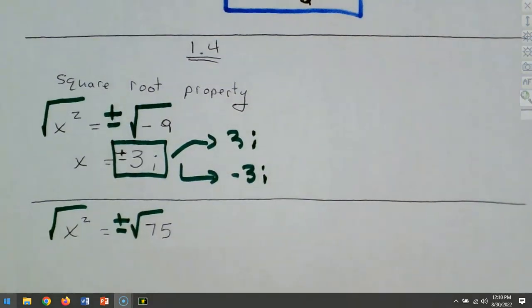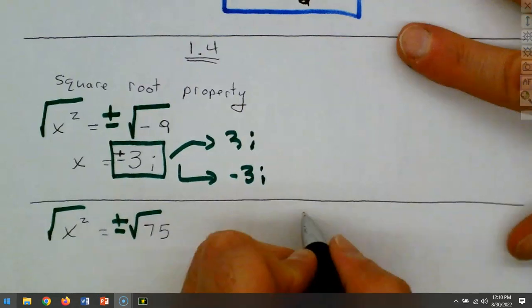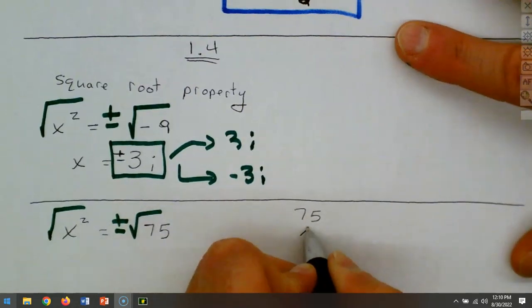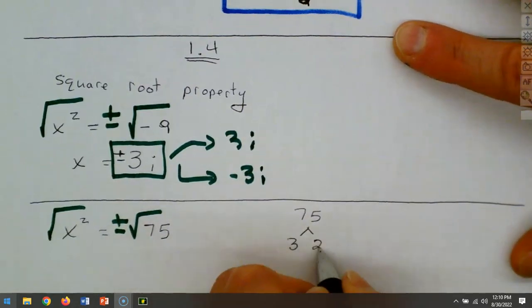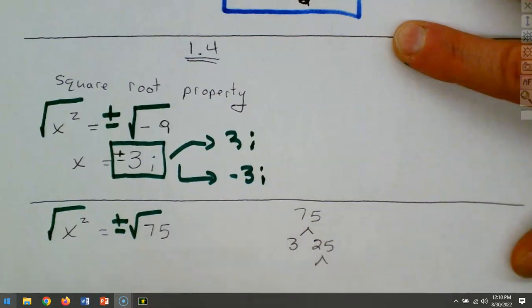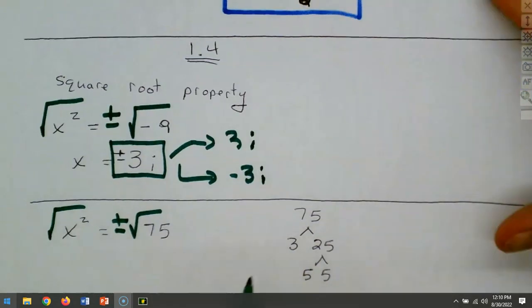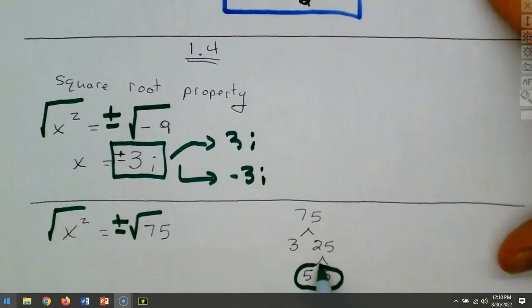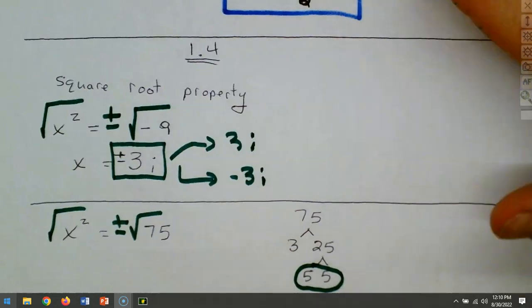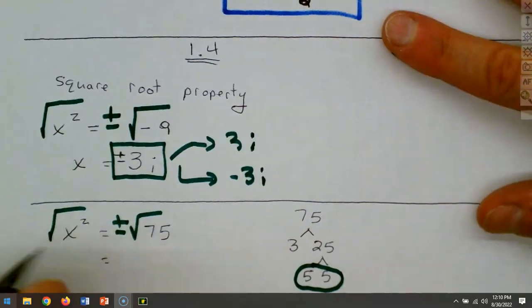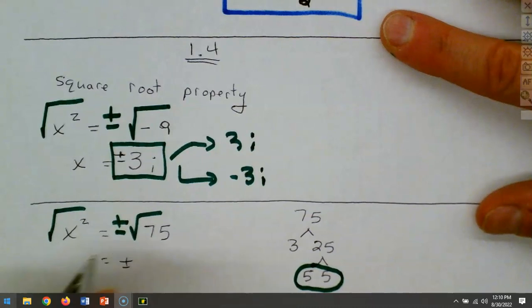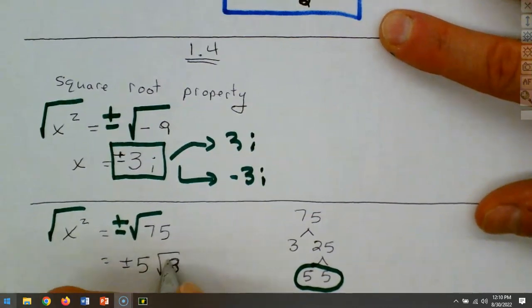And we need to break down the 75. So how does 75 break down? 3 and 25. And 25 is a perfect square of 5 and 5. And we want perfect squares. So that's going to come out then as a plus or minus. The 5 comes out. The square root of 3 is left over.